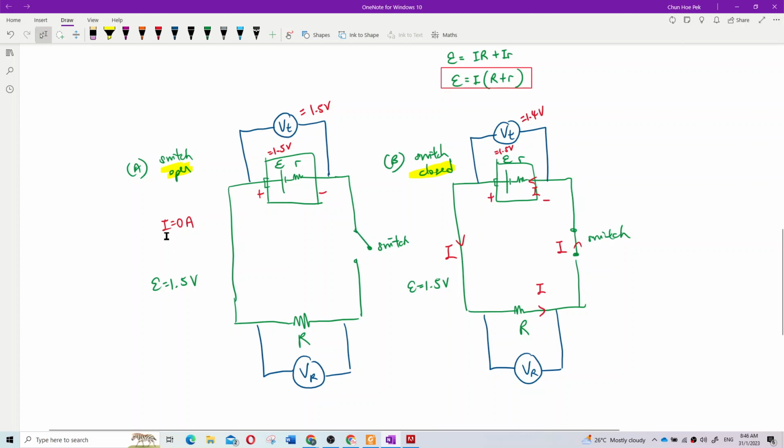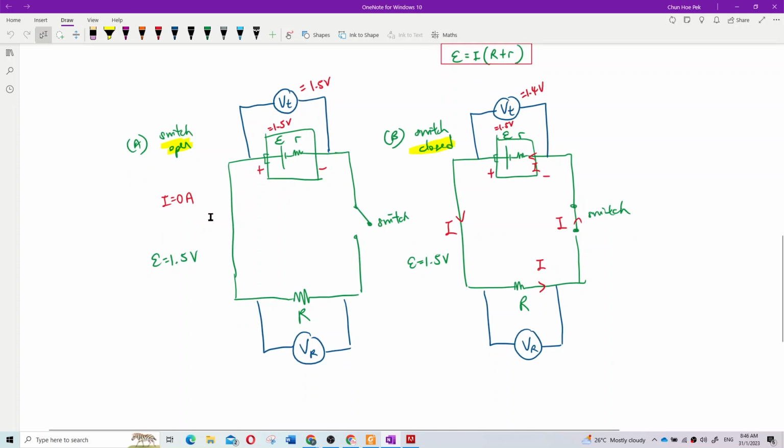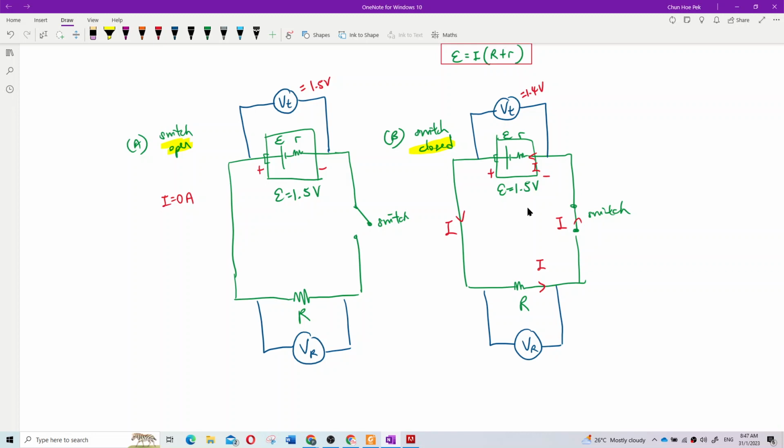Okay, so when the switch is open, the current is equal to 0, right? I should put this just at the top here. EMF, you just put it over here. It's better. EMF is 1.5, battery.